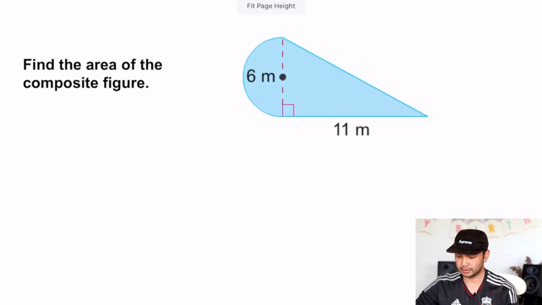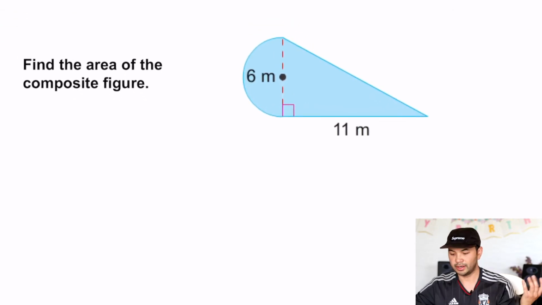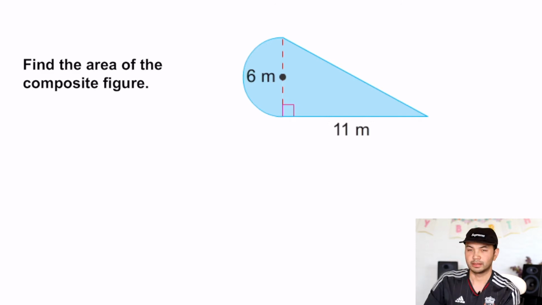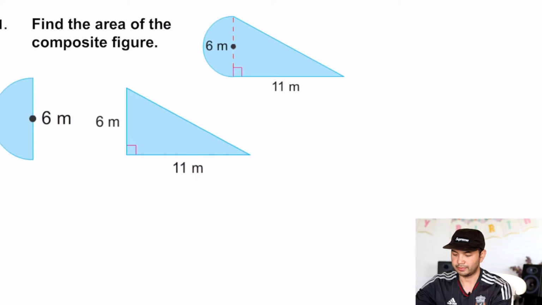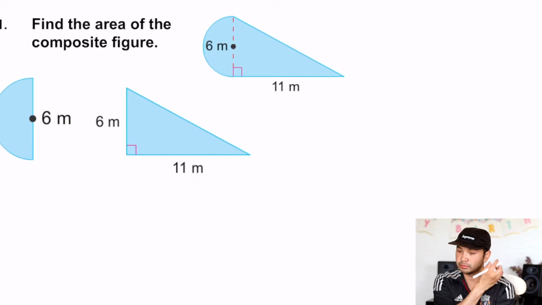So here it says, find the area of the composite figure right here. This is almost looking like an ice cream cone, but not. You can obviously see two shapes there. So you have, and I'll split it up for you right here, a semicircle, which is half of a circle, and a right triangle.